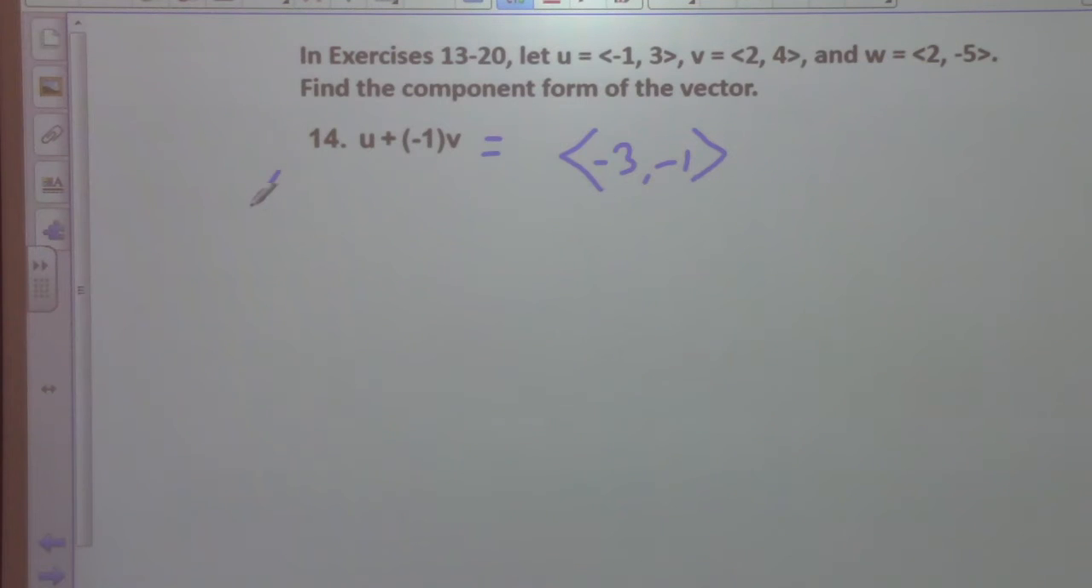So u is going to be -1, 3, and then we're going to have minus v, which is 2, 4. So if we take -1 and subtract 2, we get -3. If we take 3 minus 4, we get -1. So to me, this looks like a good answer. What about our magnitude? I got square root of 10. Okay, magnitude, she says square root of 10. Does that look right?